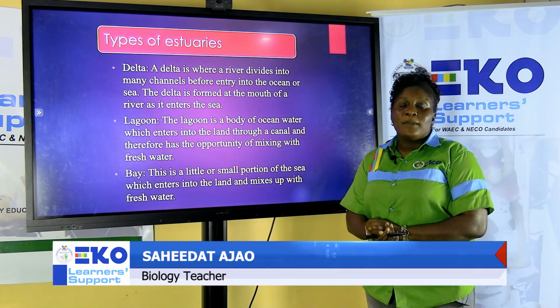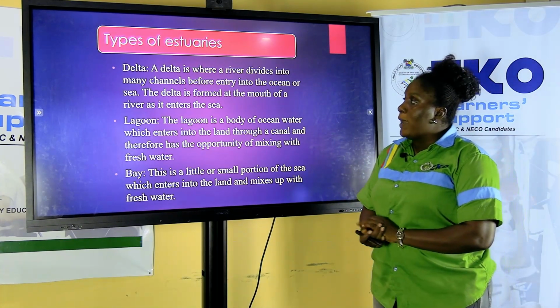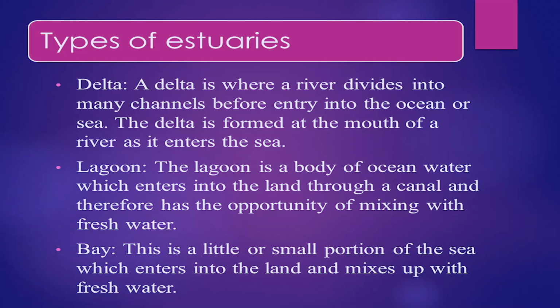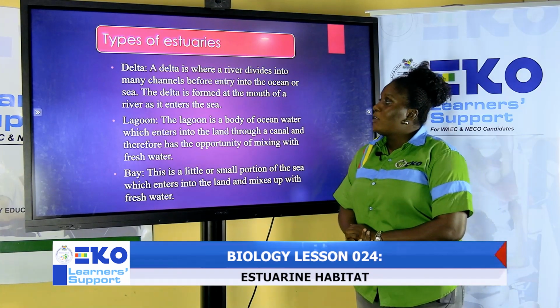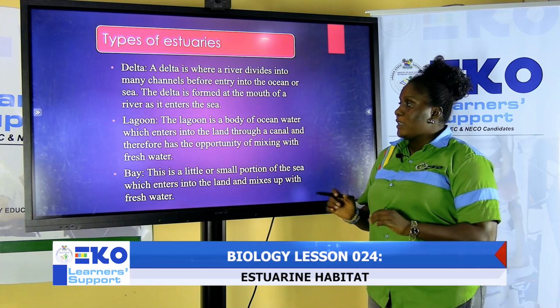We are looking at the types of estuarines. We have delta, lagoon, and bay. So we'll be taking it one after the other. Number one, we have delta. A delta is a river that divides into many channels before entering into the ocean or sea. The delta is always formed at the mouth of the river as it enters the sea.